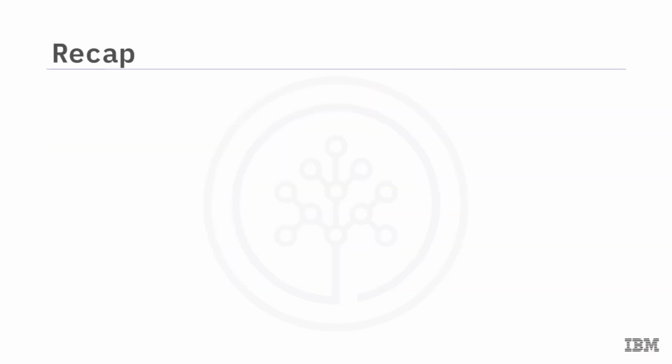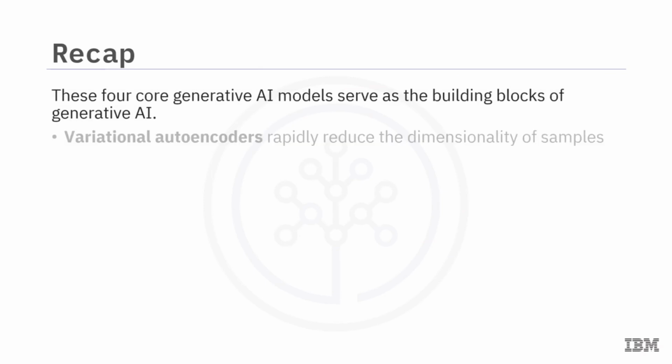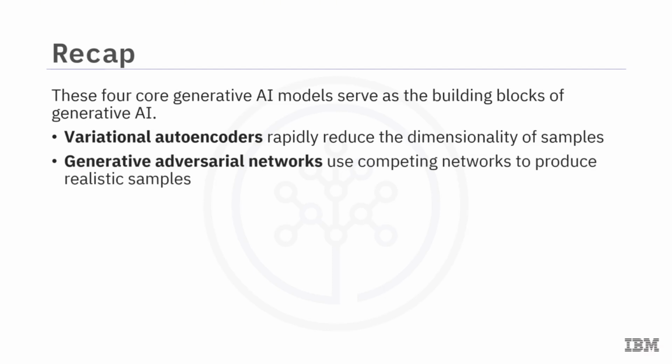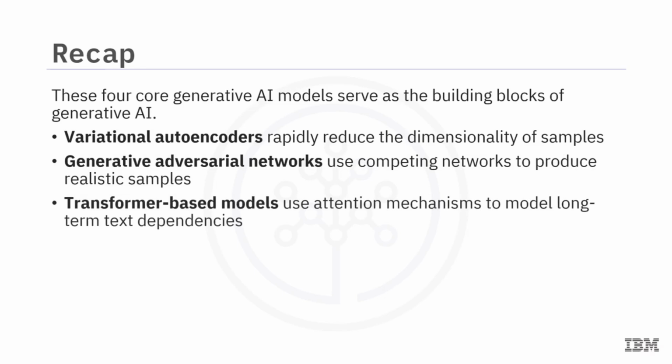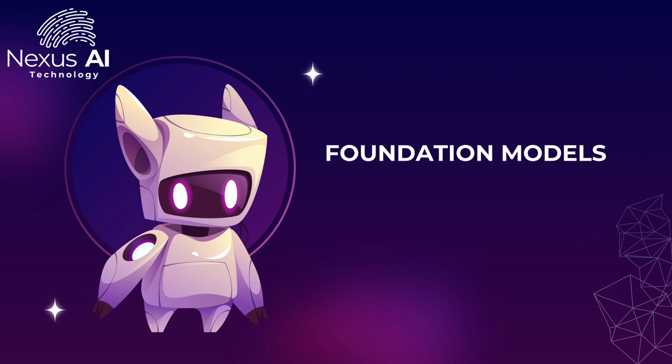In this video, you learned about the 4 core generative AI models that serve as the building blocks of generative AI. Variational autoencoders rapidly reduce the dimensionality of samples. Generative adversarial networks use competing networks to produce realistic samples. Transformer-based models use attention mechanisms to model long-term text dependencies. Diffusion models address information decay by removing noise in the latent space.